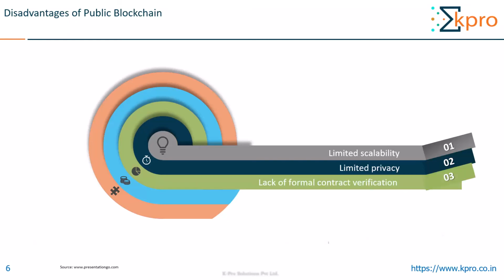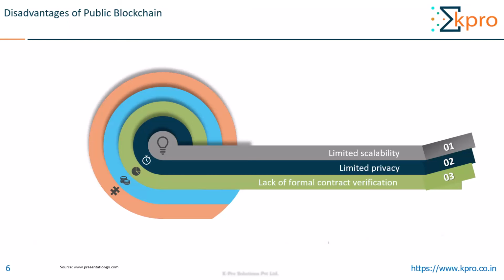The third disadvantage is the lack of formal contract verification. Now, what do we mean by this formal contract verification? It is a method which makes sure that an application behaves in accordance with some specifications. Since in the public blockchain, once anything is recorded, it becomes immutable, it is very important to make everything work according to the specifications before using it in reality.